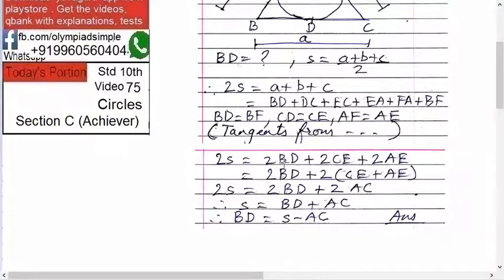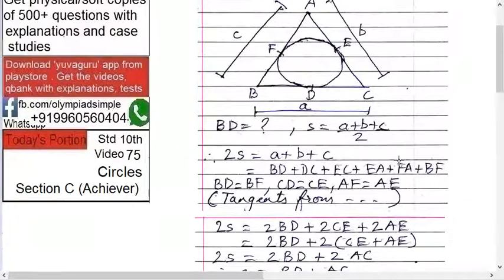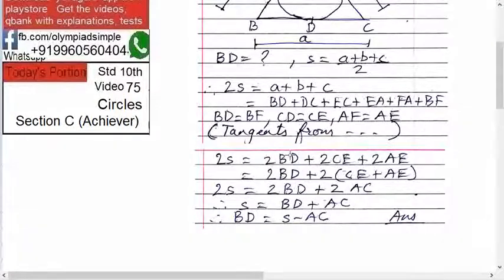Why can't we combine BD, CE and AE? Because CE and AE are in the same line, but BD is different. That's why we didn't combine this BD with them. Okay, so 2S equals 2BD plus 2AC. So the 2 cancels.